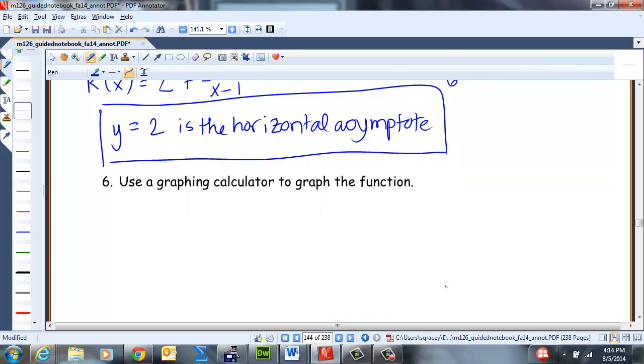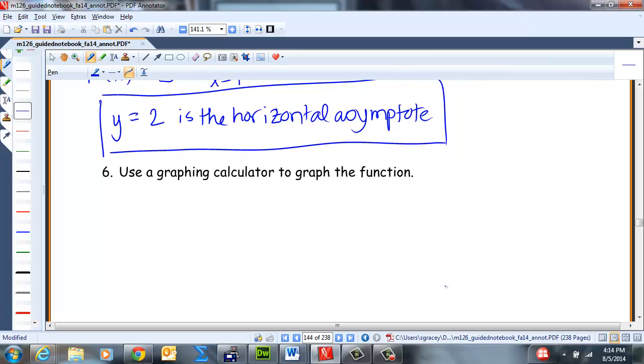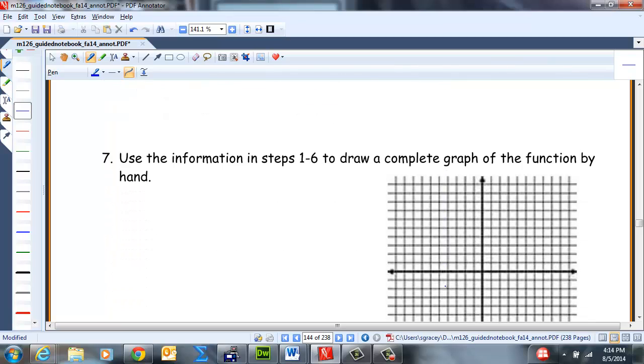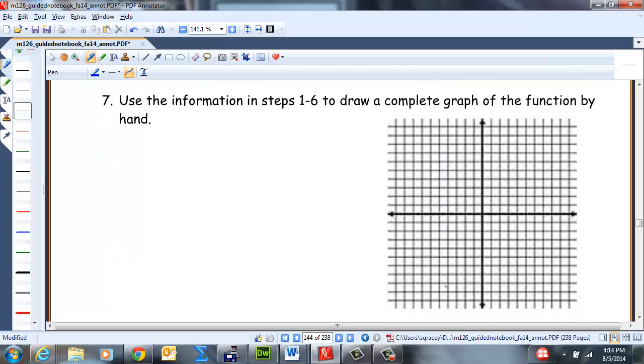Okay, so then it says use a graphing calculator to graph the function. Just for fun, what I want to do is use the information that we found and make a sketch of the graph. And I want to see how we did, and then we'll match it up. So this is r of x, and this is x.